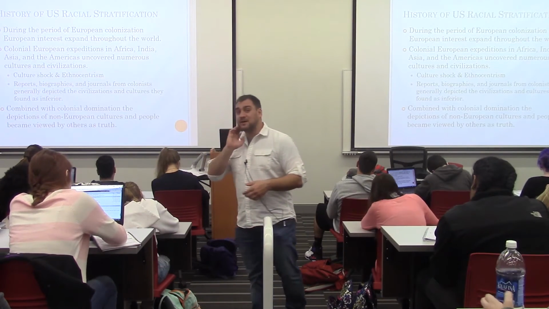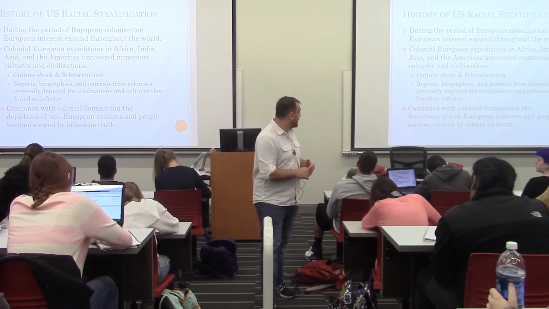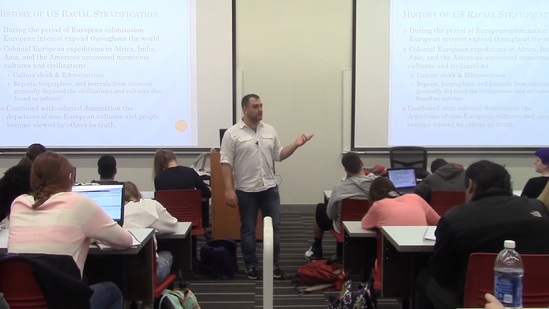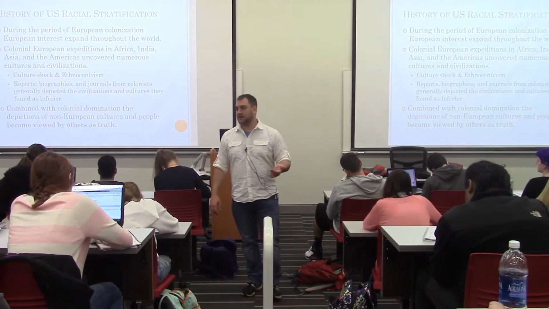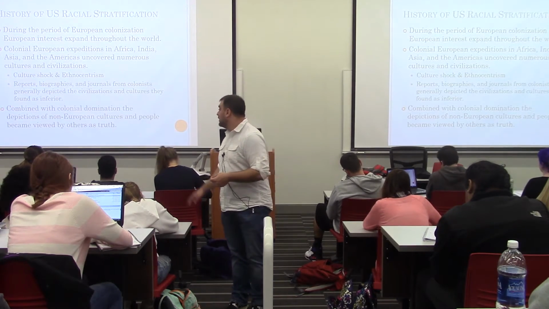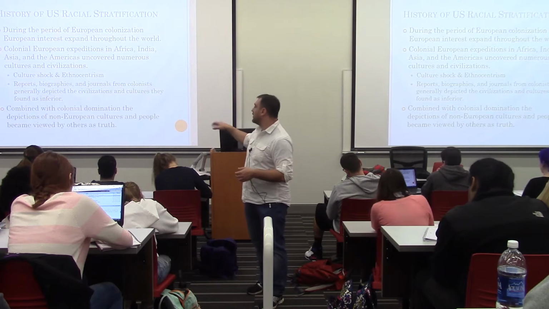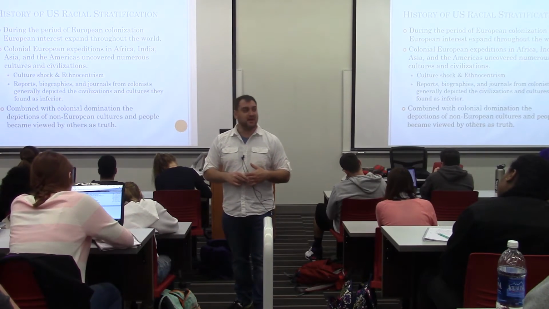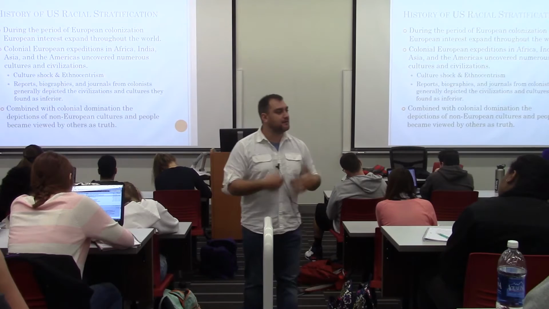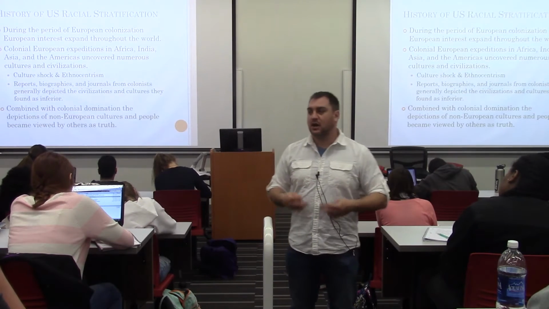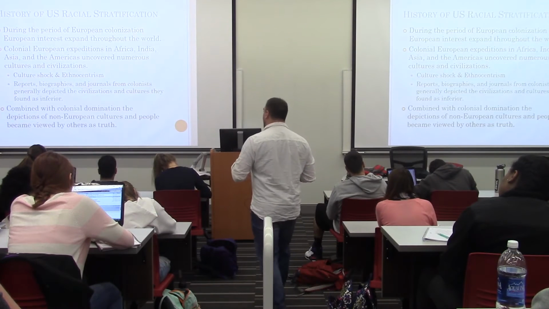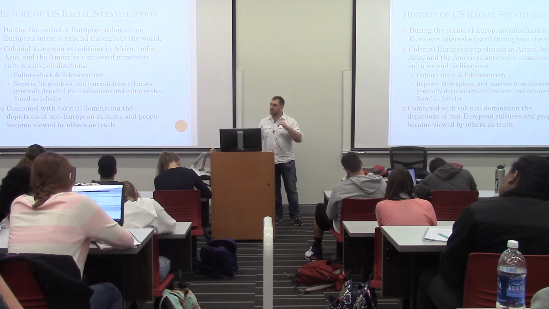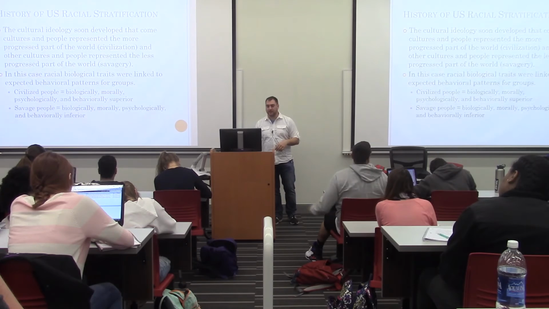So the reports and the biographies and the journals of many of the explorers and colonists generally depicted the civilizations and cultures as being inferior to the European culture. Right? Generally inferior to the European culture. So combined with this colonial domination of these lands and depictions of non-European cultures as being inferior, this became part of the truth, right? Part of the actual culture of Europeans. Became thought of or viewed by others as being truthful. That the European cultures were the superior culture and that all other cultures and people were inferior.